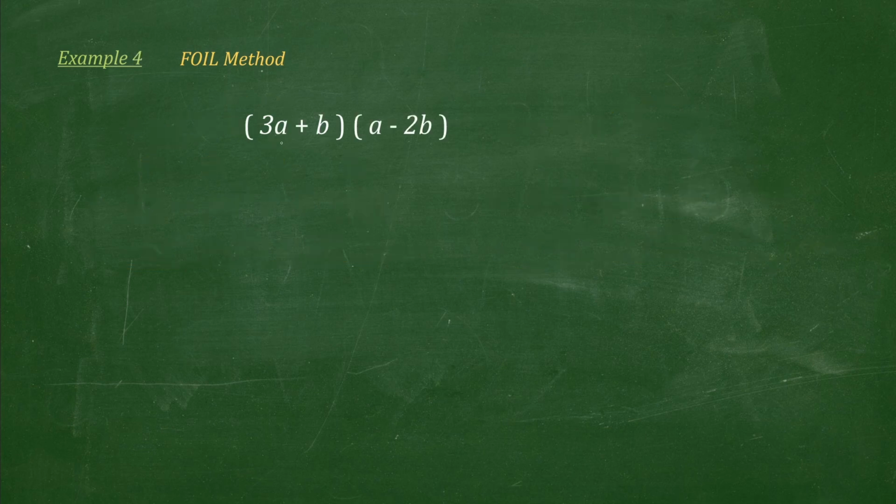Here's our last example. We may encounter binomials with more than one variable like this. Don't worry, as long as we follow the rules of exponents, we should be able to get the product of seemingly more complicated binomials. So as a guide, let's underline our last terms here, and then write F, O, I, L.